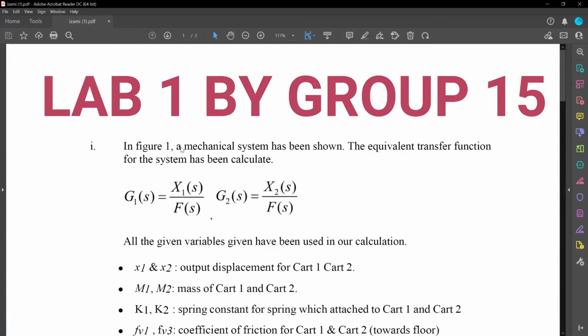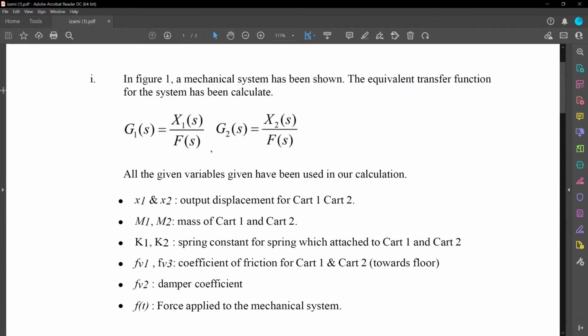Today, my groupmate and I would like to explain about the transfer function and the system response. For the methodology part, there are two systems used in these lab sessions, which are called the mechanical system and the electrical system. The mechanical system in figure 1 has been shown and the equivalent transfer function for the system was calculated. The formulas for the equivalent transfer function are G1(s) is equal to X1(s) over F(s), and second is G2(s) is equal to X2(s) over F(s). All the given variables were used in our calculations.